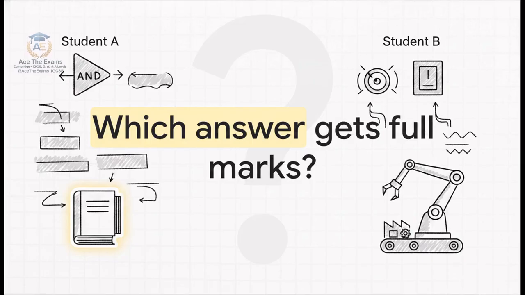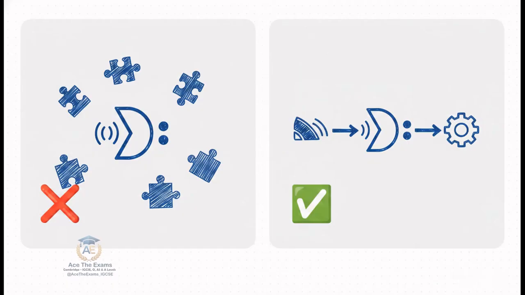Student B? They skip the generic definition entirely and just explain how the AND gate requires both the motion sensor to be triggered and the power switch to be on before the robotic arm can actually move. So, who gets full marks? Student B totally takes the win, full top band marks. And student A? Literally 0 marks.